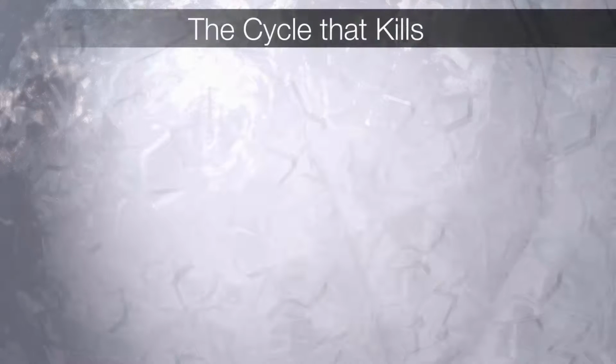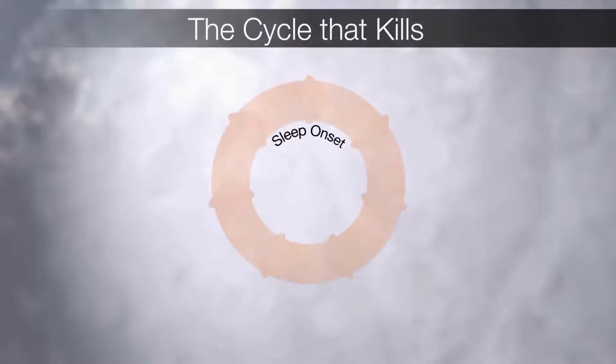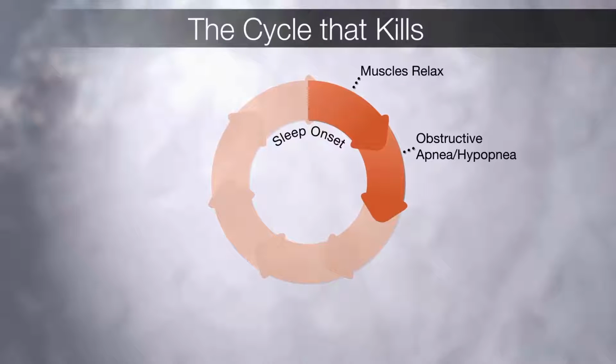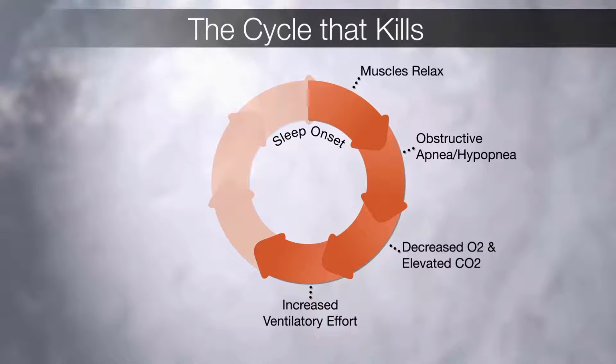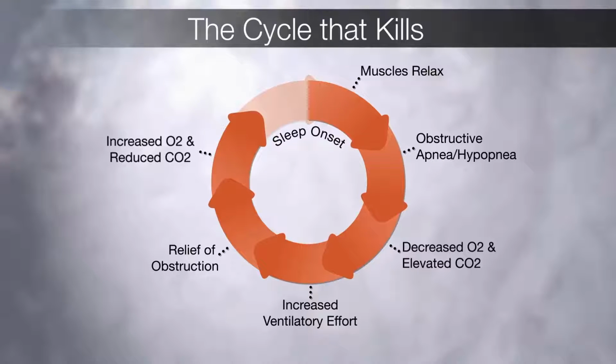OSA is a cycle of events. After the onset of sleep, the muscles in the airway relax. The obstruction occurs, blocking the airway. Oxygen decreases and carbon dioxide increases. You struggle to breathe until you consciously or unconsciously relieve the obstruction. Breathing resumes and your oxygen and carbon dioxide levels improve, and you resume sleep. In severe patients, this cycle happens 30 or more times per hour.